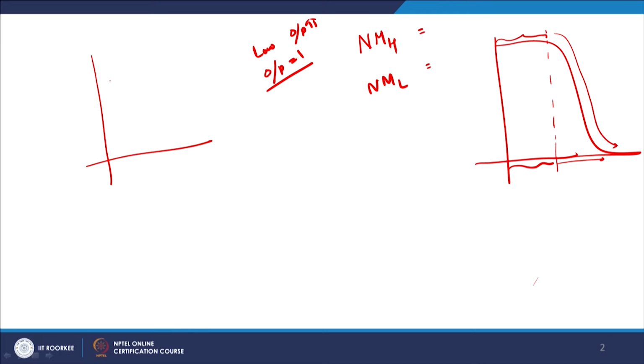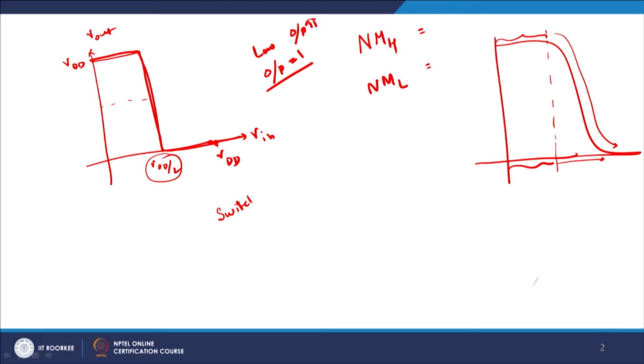The ideal value of your design is something like this. This is VDD, this is VDD by 2, and this is also VDD. So this is your Vout versus Vin, and this is the profile you get for all practical purposes, which means I will expect to see a switching at somewhere around VDD by 2. So, we define the switching threshold as VDD by 2 for the ideal case.